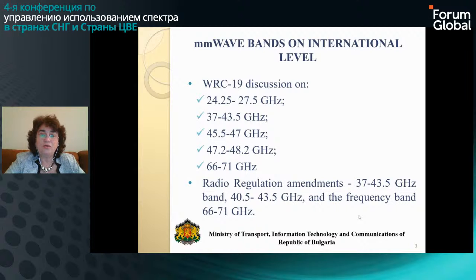The amended rules of radio regulation provide measures ensuring coexistence between 5G services and fixed satellite services, as well as radio astronomy services in the 43.5 gigahertz band. The amended rules in radio regulation also provide for the coexistence of 5G systems with multi-gigabit wireless systems in the 66-71 gigahertz band. Next slide, please.